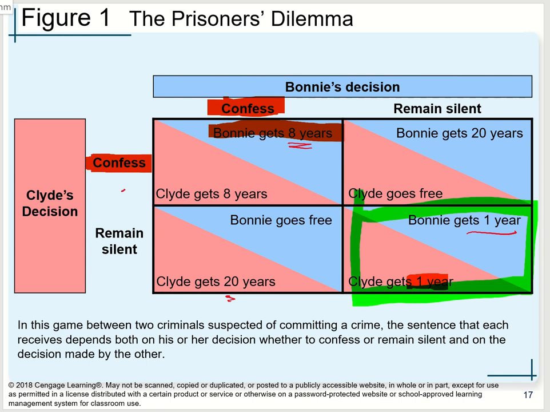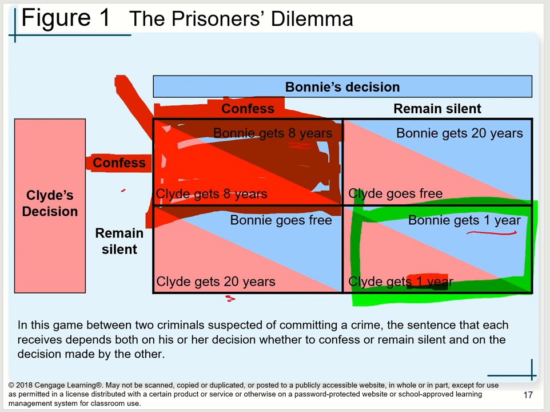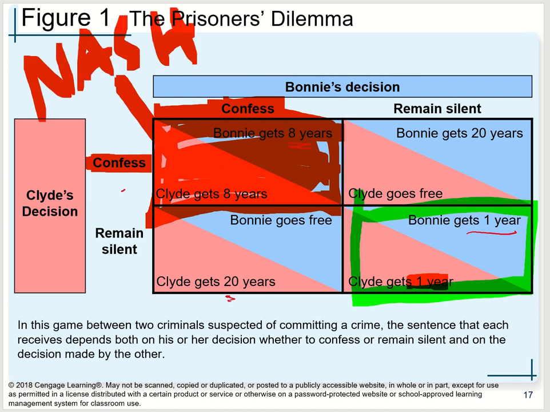So they will end up over here instead. Remember, this is 8 years each. That looks like the worst outcome possible, right? So this solution is called a Nash equilibrium. When each party is acting in their own self-best interest, doing what's best for them, they will end up with probably the worst outcome possible in the game.